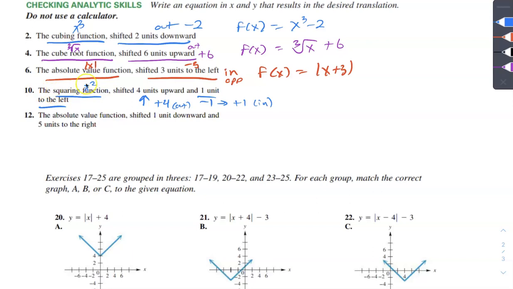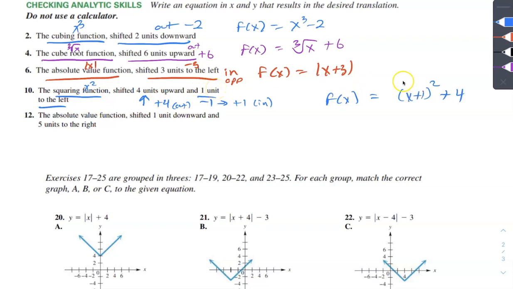Right, so we're going to have our squaring function, f of x equals something squared. So that's our squaring function. We're going to shift it 4 units up. Remember, up and down is on the outside, and you just follow what it says. And then left and right is on the inside, you do the opposite. So 1 to the left would be a minus 1, but we do the opposite, so x plus 1.